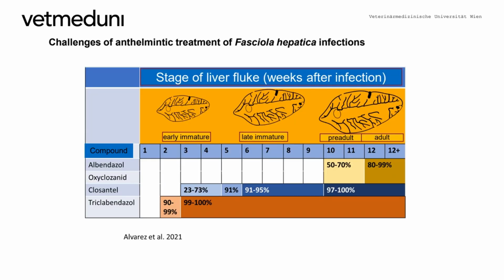The challenge of anthelmintic treatment, of course, is that there is no residual effect of anthelmintics, and especially in dairy cows, only albendazole and oxyclozanide can be given, and this can only be given when the liver fluke is in an adult stage. And what we also observed was that treatment was done too early with these compounds, when the flukes were still not in the adult stages. So this is also an important point to consider.